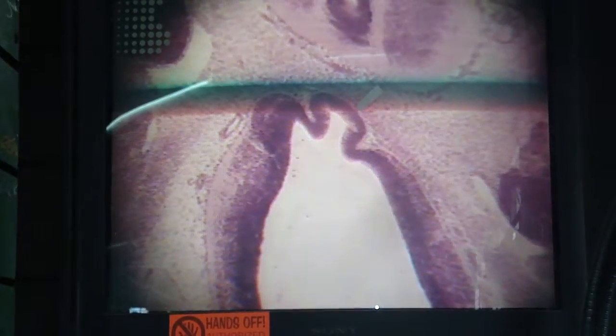Next slide, you have the developing brain there. This is an outpouching. It's called the infundibulum, which will eventually give rise to your posterior pituitary. The anterior pituitary comes from the pharyngeal pouch, which is the Rathke's pouch. So that is endoderm in origin. This one is ectoderm, neural ectoderm.